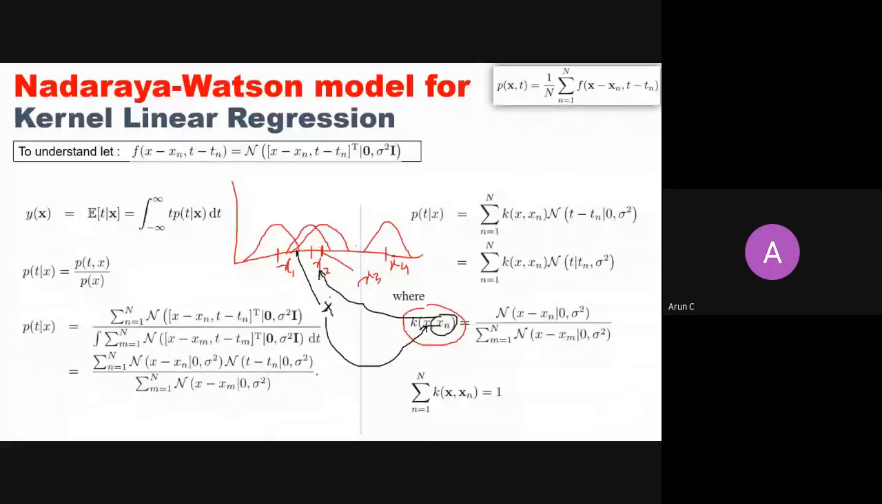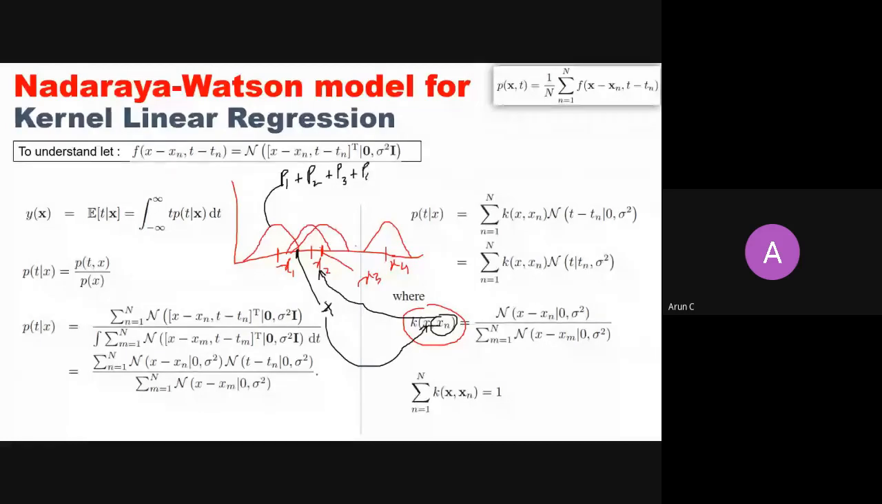So what I will do, I will calculate the probability of this unseen x from all these distributions. So let's say P1 is the probability from the first Gaussian, P2 is the probability from the second Gaussian, P3 is the probability from the third Gaussian, and P4 is the probability from the fourth Gaussian.